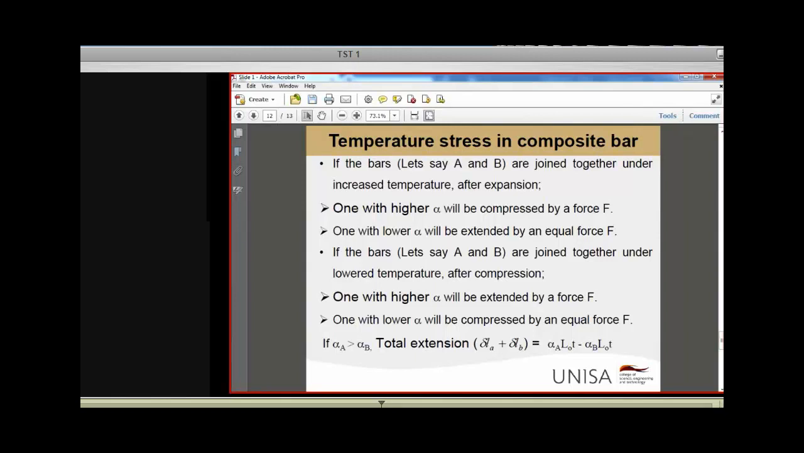Yes. So in that case where the temperature is being lowered, there is an internal force that will now extend the one with the higher coefficient of thermal expansion, and that equal force will be used to compress the one with the lower coefficient of thermal expansion, such that the material shows the same magnitude of deformation at the end of the day. So what I'm saying is that when this composite bar is subjected to temperature changes, either by increased or lowered temperature, it affects the internal behavior of the composite bars. And the stresses that take place internally are what we refer to as temperature stress.